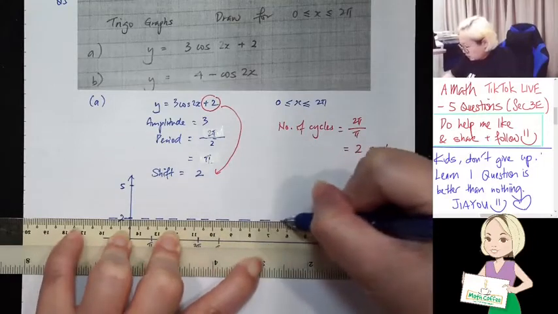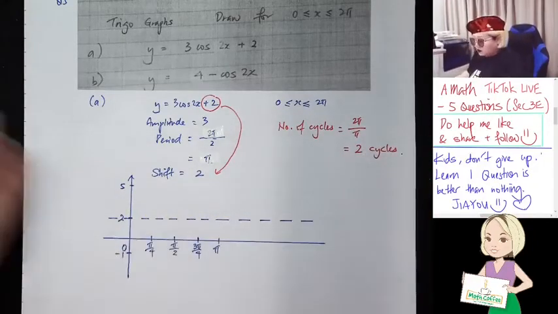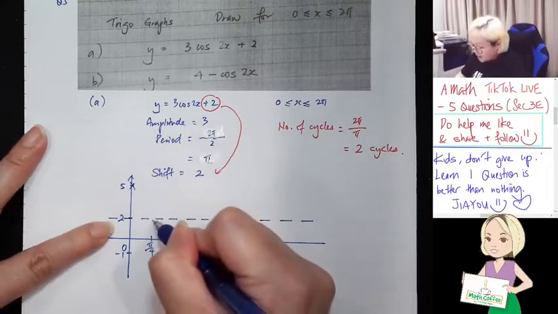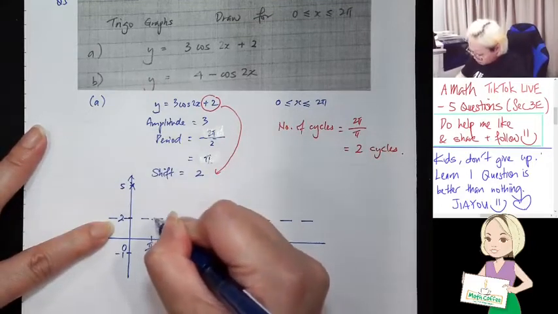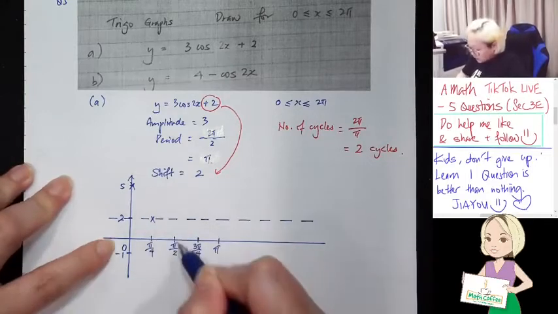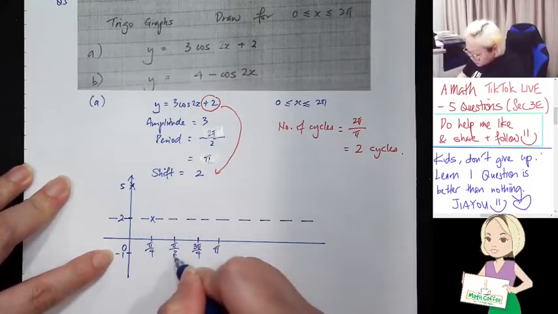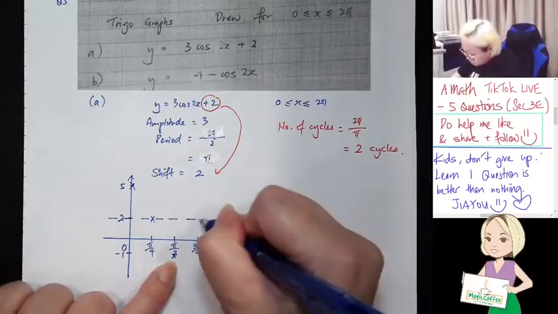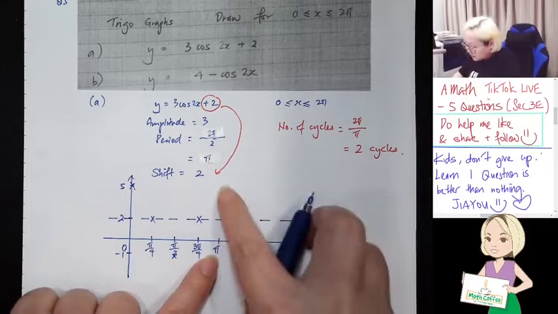Maximum, it goes down to 0, which is the new x-axis, at pi over 4. It goes down to minimum at pi over 2, which I cannot see but roughly. Go back to 0 at 3 pi over 4. Go back to maximum at pi.